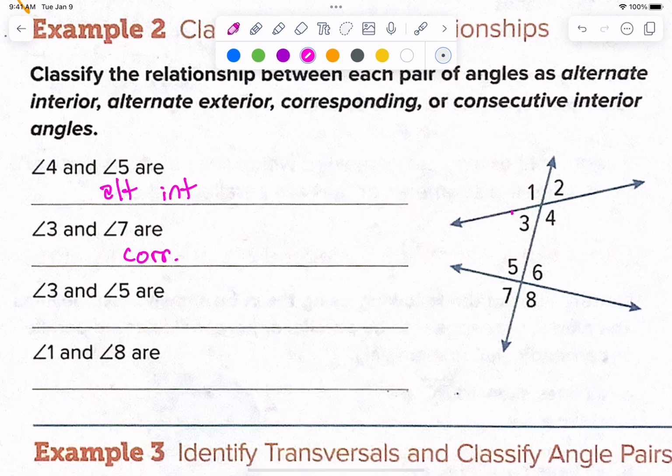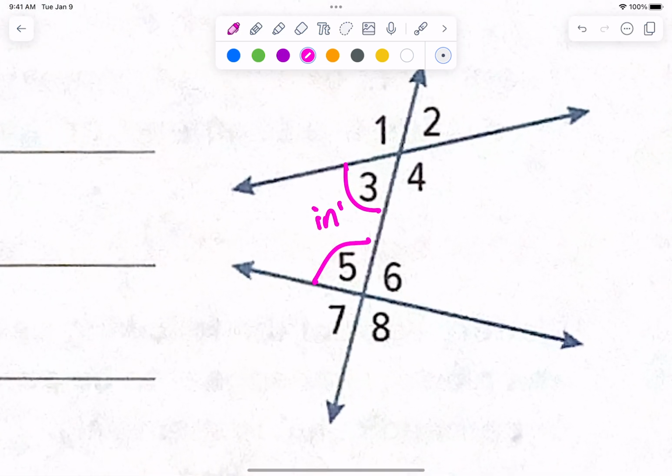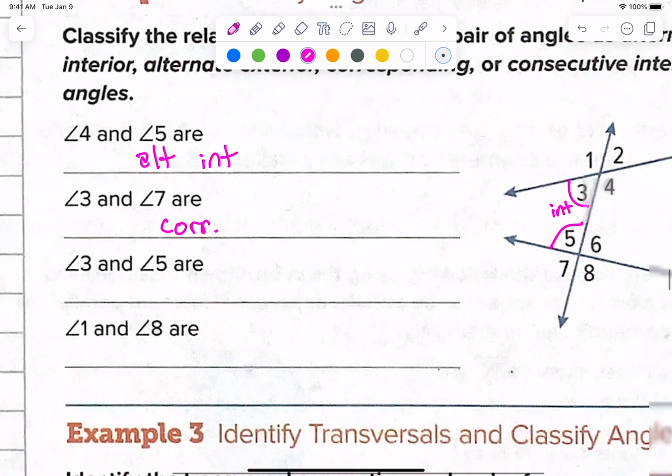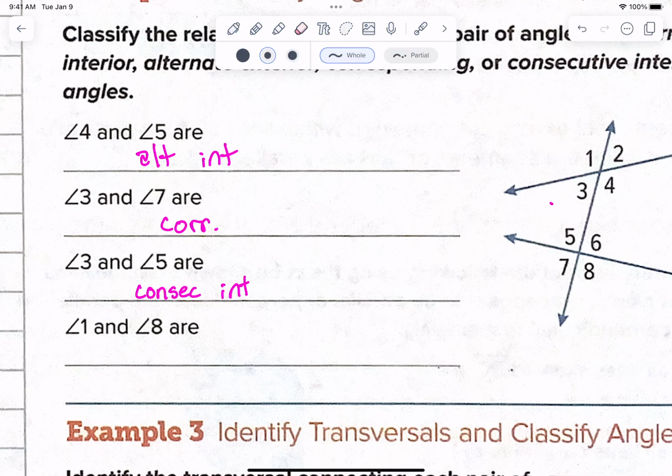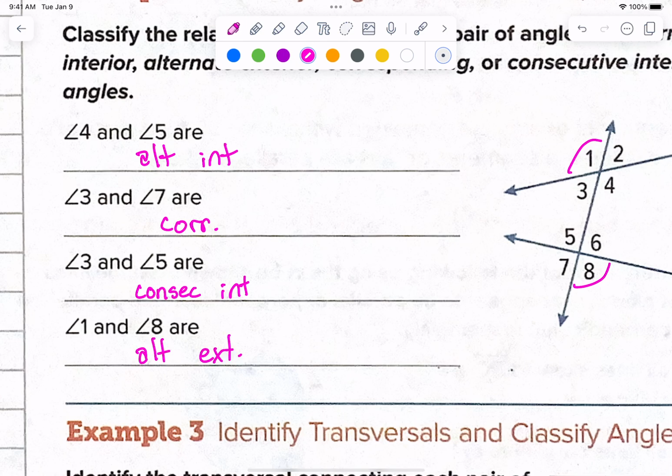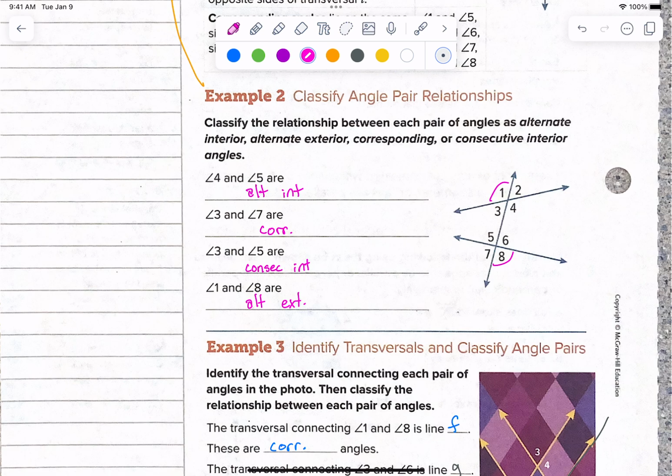So if you just want to put CORR, that is totally fine. 3 and 5. They're both interior, right? So it's going to be something interior. What are they? Consecutive, because they're on the same side of the transversal. Are we getting this? Consecutive interior. Okay, and let's do 1 and 8. Alternate exterior. Is he right? Yes. Alternate exterior. Perfect. All right, next one.